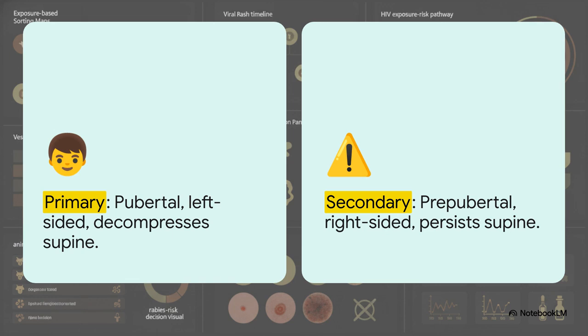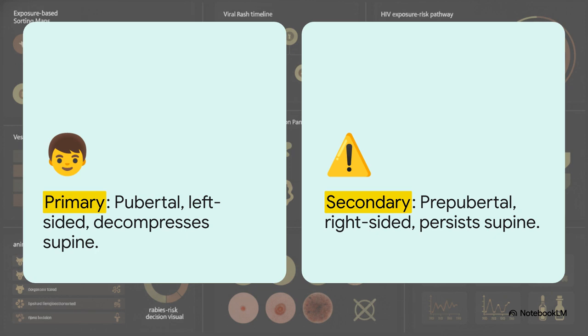Let's decode the anatomical mechanisms driving varicocele. A primary varicocele typically presents right at puberty, it's left-sided, and it decompresses when the patient lies supine. This happens because of the nutcracker effect. The left renal vein gets compressed between the superior mesenteric artery and the aorta, which increases pressure in the left gonadal vein draining into it. And of course, incompetent venous valves just exacerbate that pooling.